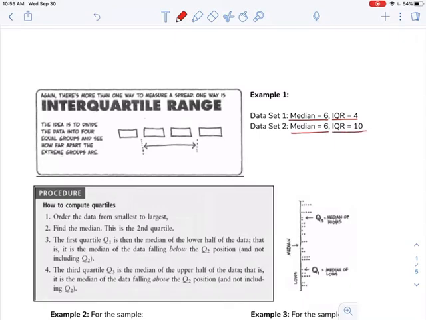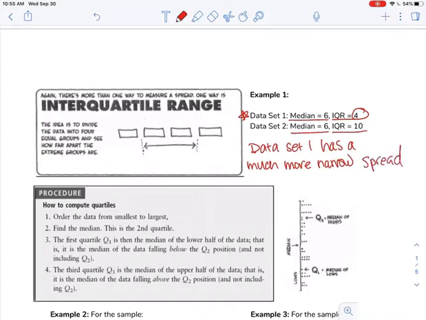All right, so for this one right here, our first data set, we have a smaller spread. Notice how this is 4. So we would talk about it by saying data set 1 has a much more narrow spread.